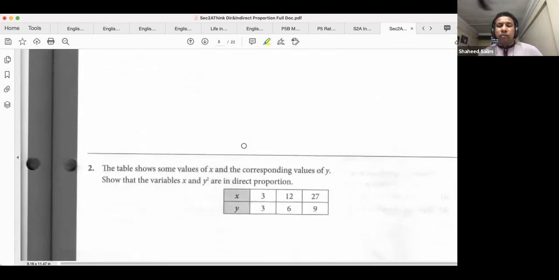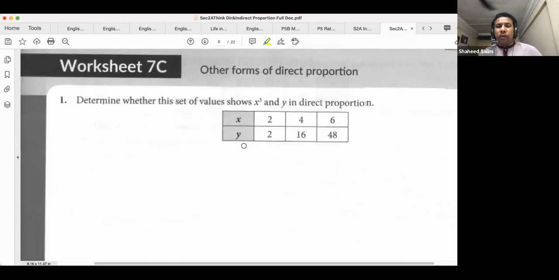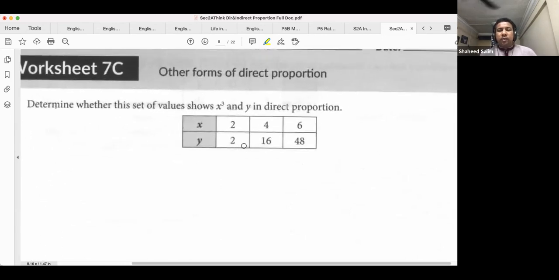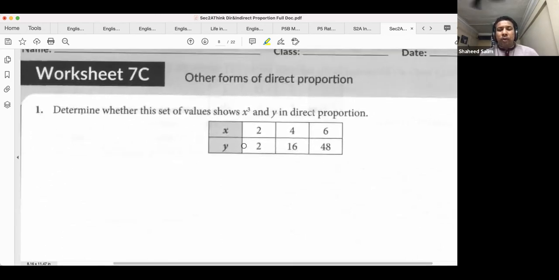Okay, other forms of direct proportion. Let us see. Can we try this? First of all, do me a favor.